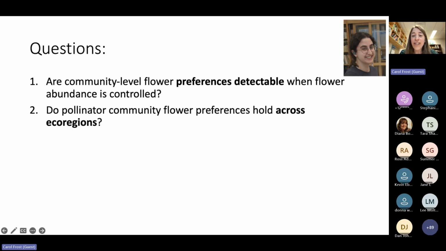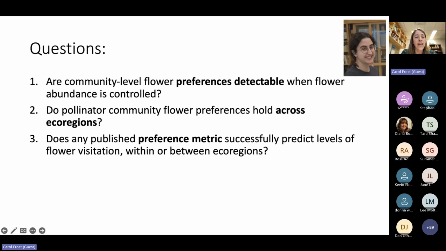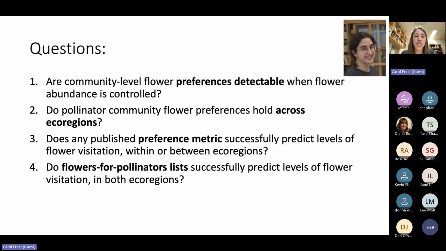Second, she asked, do pollinator community flower preferences hold across ecoregions? So this is getting at that question of, if you change the context, do the preferences hold? Such that we might expect flower lists to be useful across ecoregions. Third, she asked, does any published preference metric successfully predict levels of flower visitation within or between ecoregions? And then fourth, she asked, do flowers for pollinators lists successfully predict levels of flower visitation in both ecoregions?